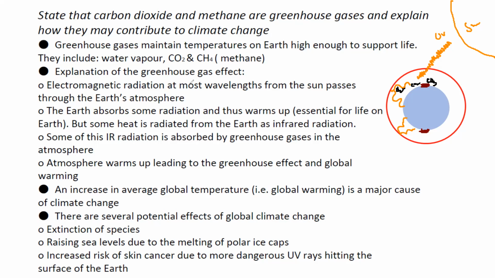But what happens when the electromagnetic radiation of most wavelengths from the sun passes through the earth's atmosphere? The earth absorbs some radiation and thus warms up. But some of the heat... how it is useful, because if carbon dioxide and methane were not there, then the earth would not absorb any infrared or any radiation. So this radiation which is coming from the sun will return back to the atmosphere.